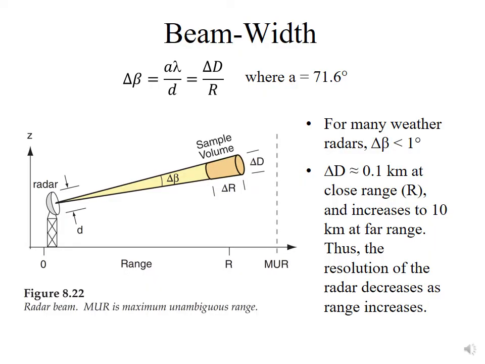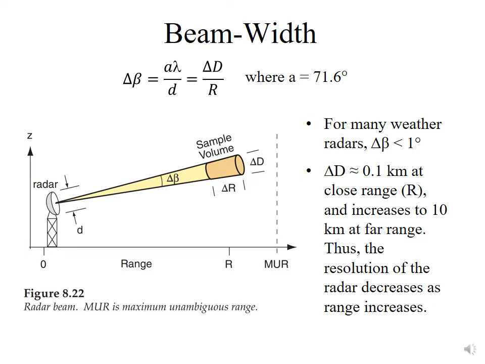So, one of the things that helps focus the radar beam is to have a very small beam width, and the beam width is controlled by the particulars of the radar itself. So the beam width, delta beta in this case, is equal to A times the wavelength over the diameter of the beam spread. And for the National Weather Service radars, this constant A is 71.6 degrees. For many weather radars, the beam width is less than 1 degree, so that you'll get a very focused beam.